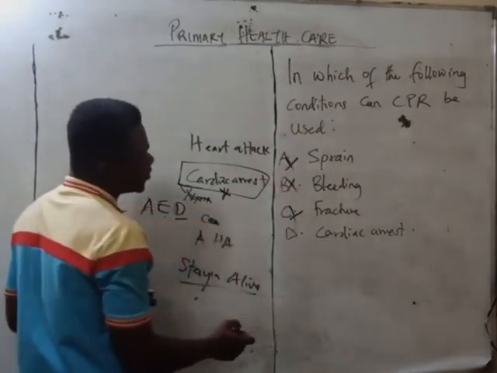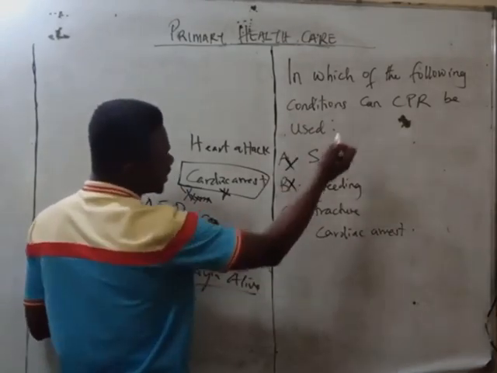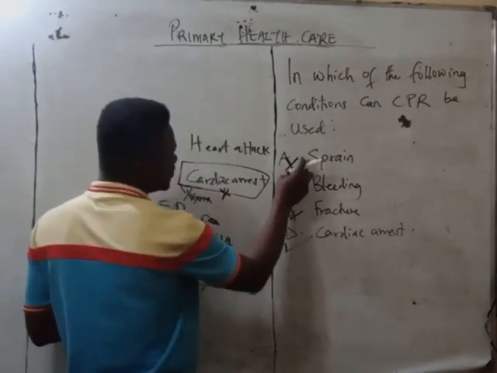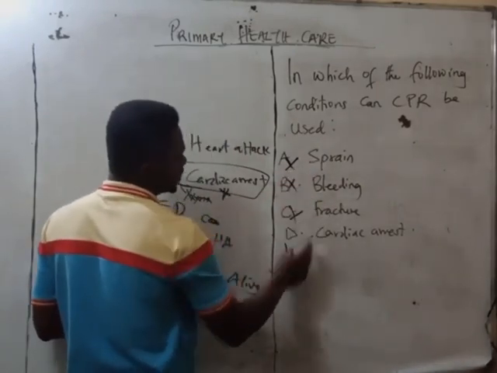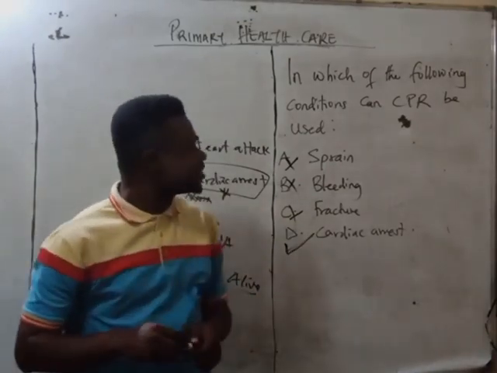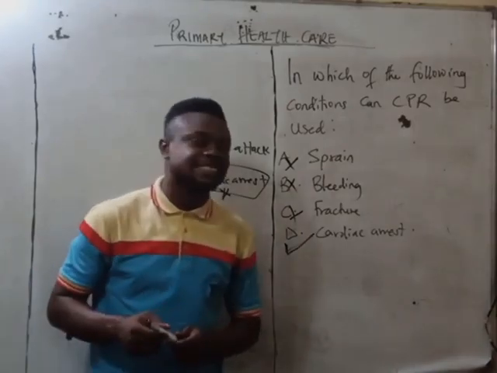So now, from the options, it's clear that CPR is used for cardiac arrest, and not for sprain, not for bleeding, not for fracture. Cardiac arrest. So the answer to this question is cardiac arrest.